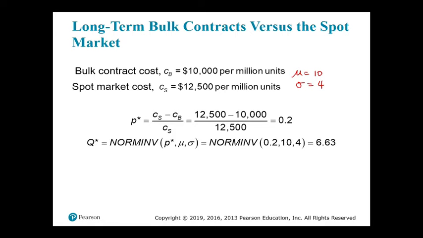So this is how we design a portfolio between bulk versus spot market when there is differentiated pricing and differentiated delivery between the different markets. Is 6.63 million units bulk, or 6.63 percent? It is 6.63 million units. Quantity.